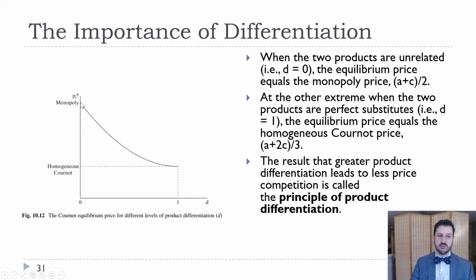Here's the monopoly price on the vertical axis. And then as D increases from 0 to 1, with D on our horizontal axis here, we eventually get to our homogeneous Cournot price of A plus 2C over 3. This shows that product differentiation leads to less price competition, right? That's the principle of product differentiation. And that is key to understanding a lot of what firms do, whether it's changing the design of their product, changing the features of their product, changing how they brand their product. A lot of that has to do with differentiation so that they can move away from price competition.